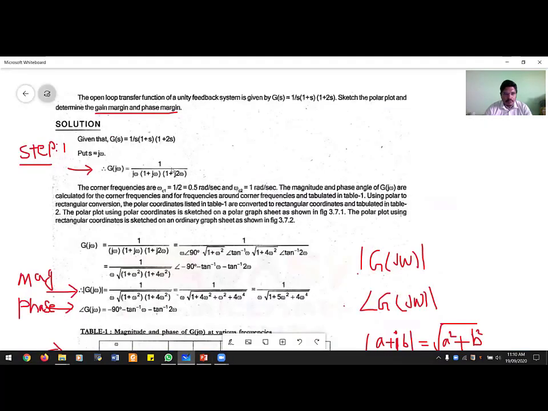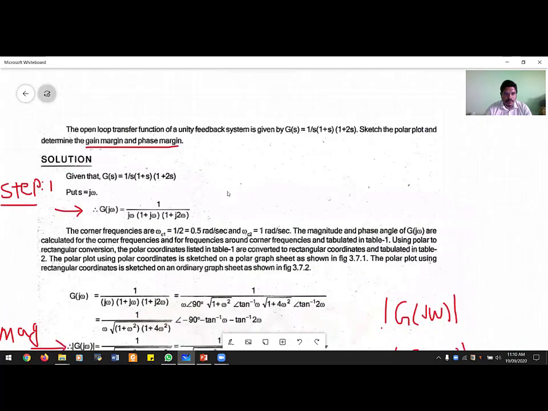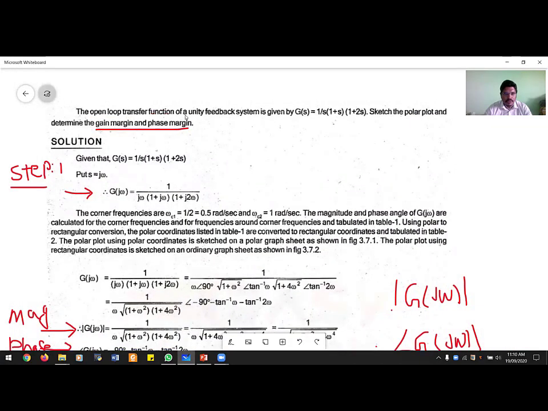So this is your polar plot problem. The open loop transfer function of a unity feedback system is given by G(s) = 1 divided by s(1 + s)(1 + 2s). Sketch the polar plot and determine the gain margin and the phase margin. Okay, so this is the topic.